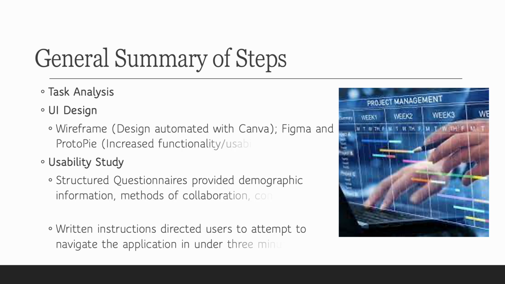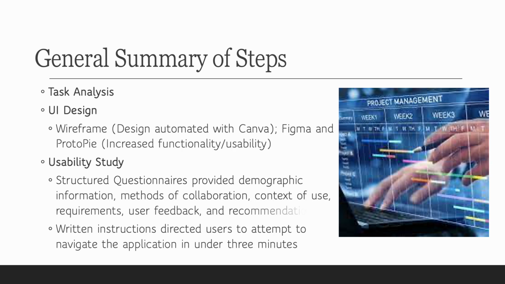This is a summary of steps we took in creating our final design for this project. First, we conducted a task analysis to understand the goals, tasks, and subtasks of our users. Next, we designed the UI of our application using the principles of user-centered design. Then we created a wireframe of our design using Canva, which automated the design process. We also used Figma and Protopie to add more functionality and usability to our design.